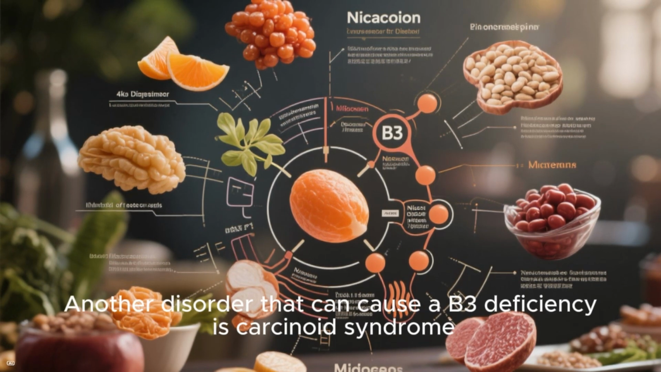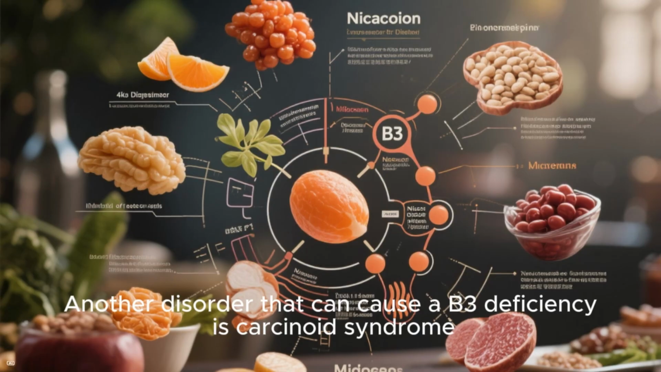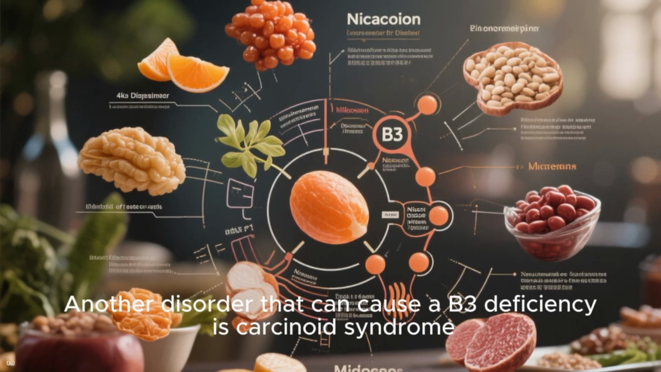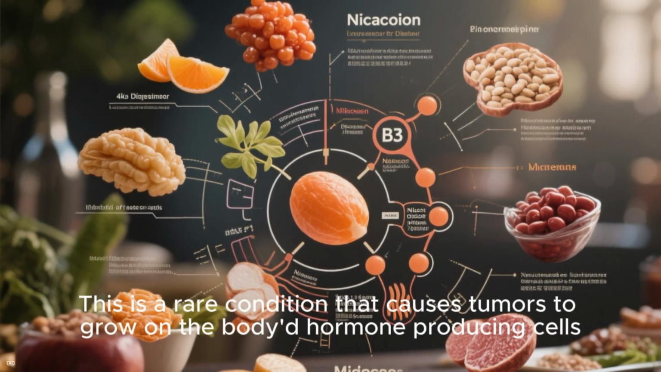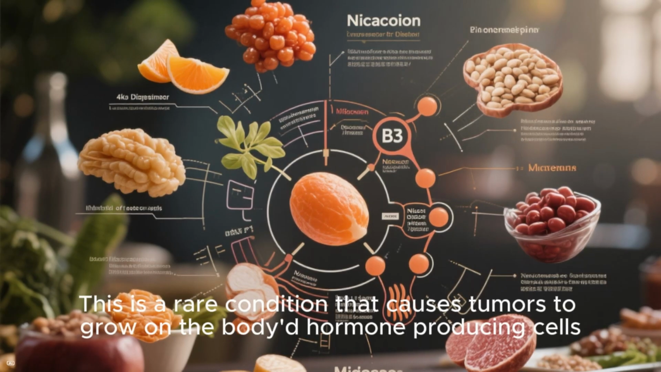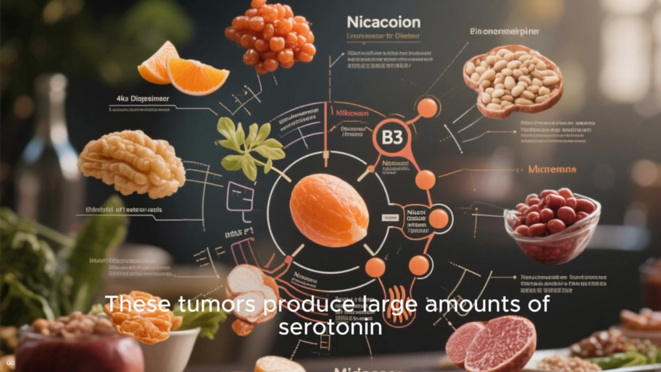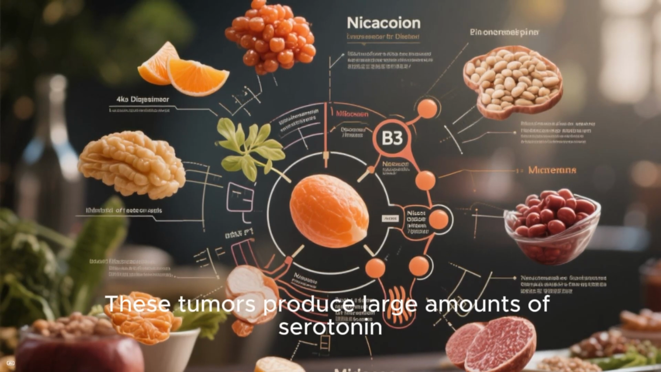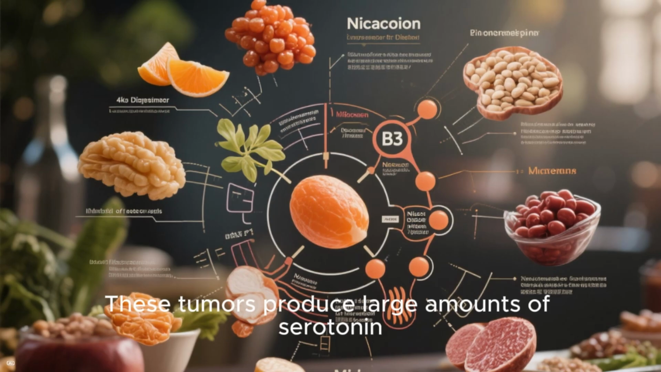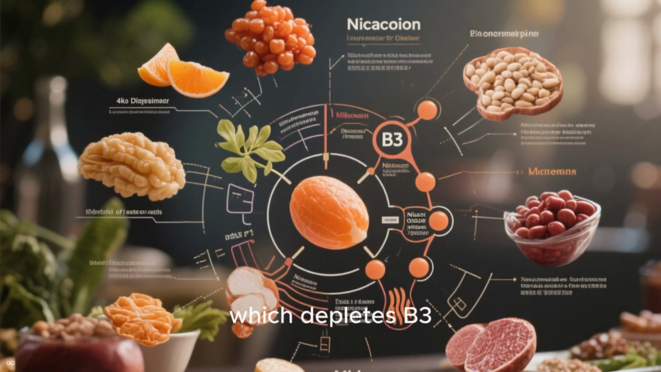Another disorder that can cause a B3 deficiency is carcinoid syndrome. This is a rare condition that causes tumors to grow on the body's hormone-producing cells. These tumors produce large amounts of serotonin, which depletes B3.